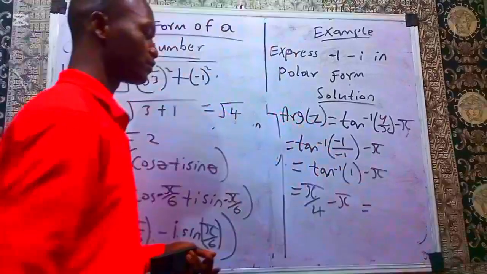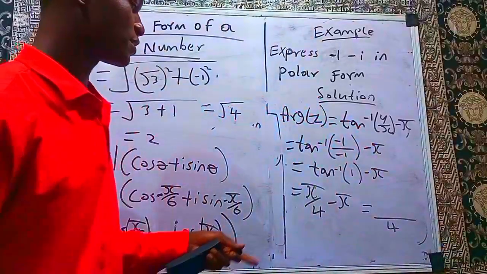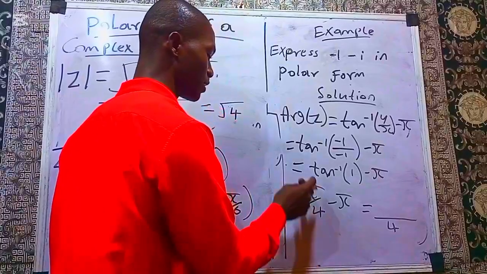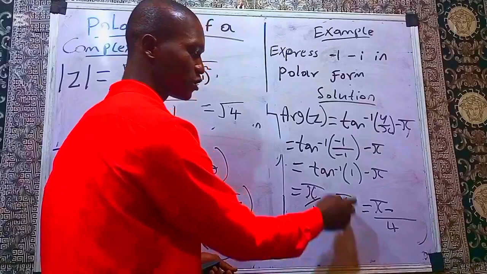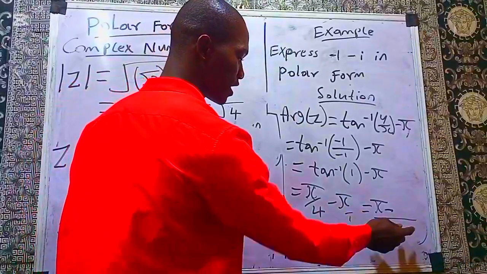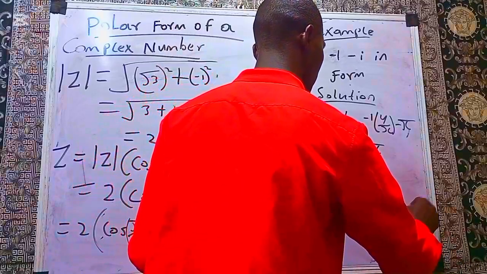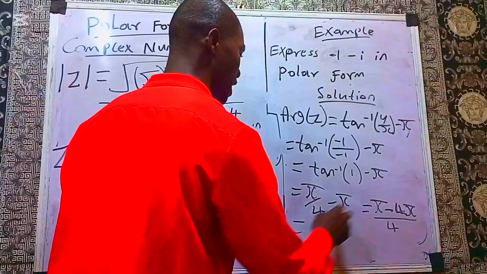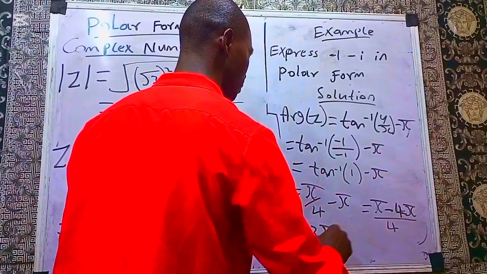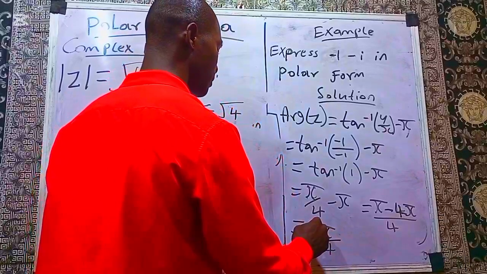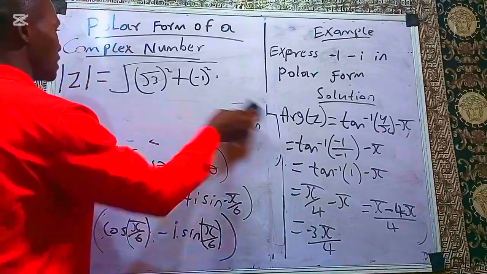So this will be equal to, what's the LCM? 4. 4 divided by 4 is 1 times pi. Then minus, here is 1, because pi is just pi over 1. So 1 divided into 4, 4 times pi. I have 4 pi. So this will be pi minus 4 pi, which will give you -3 pi, then over 4. Okay, -3 pi over 4. So this is what we got as the principal argument.